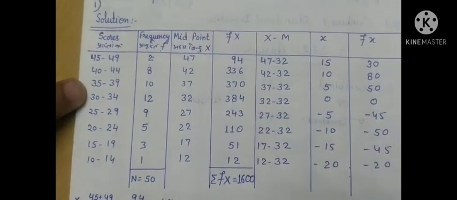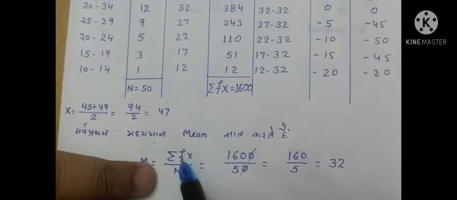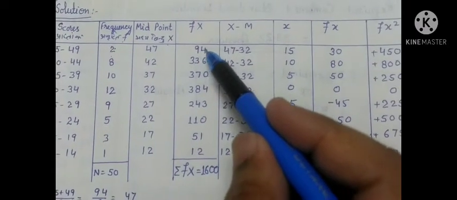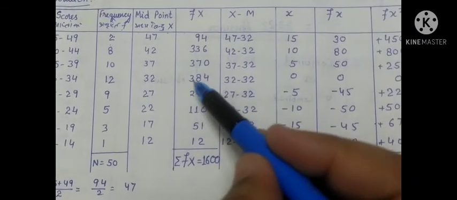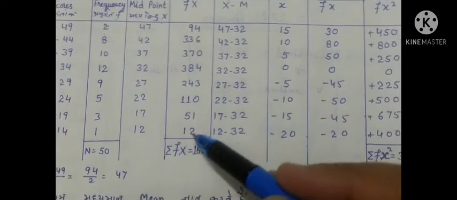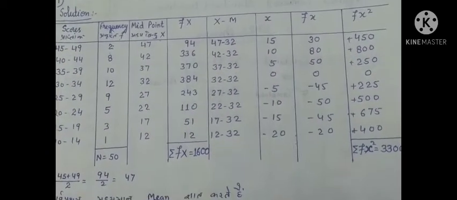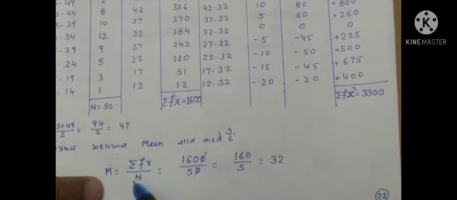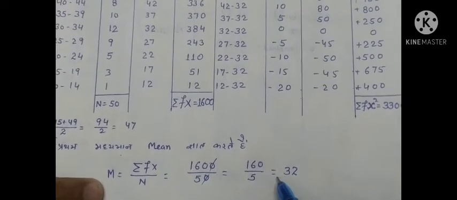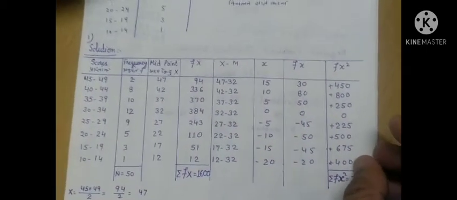Next step, to calculate mean, and mean is to be obtained through the formula summation fx by n. So sum up all these, 94 plus 336 plus 370 plus 384 plus 243 plus 110 plus 51 plus 12 gives us 1600. So the formula for mean is summation fx by n, 1600 by 50, cancelling this 0, 160 by 5, this is equal to 32.